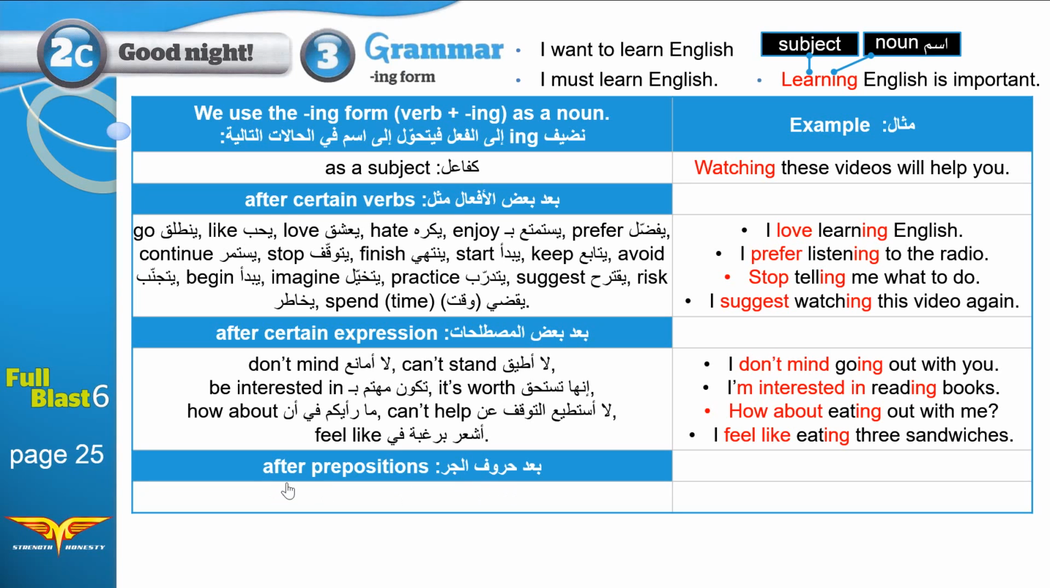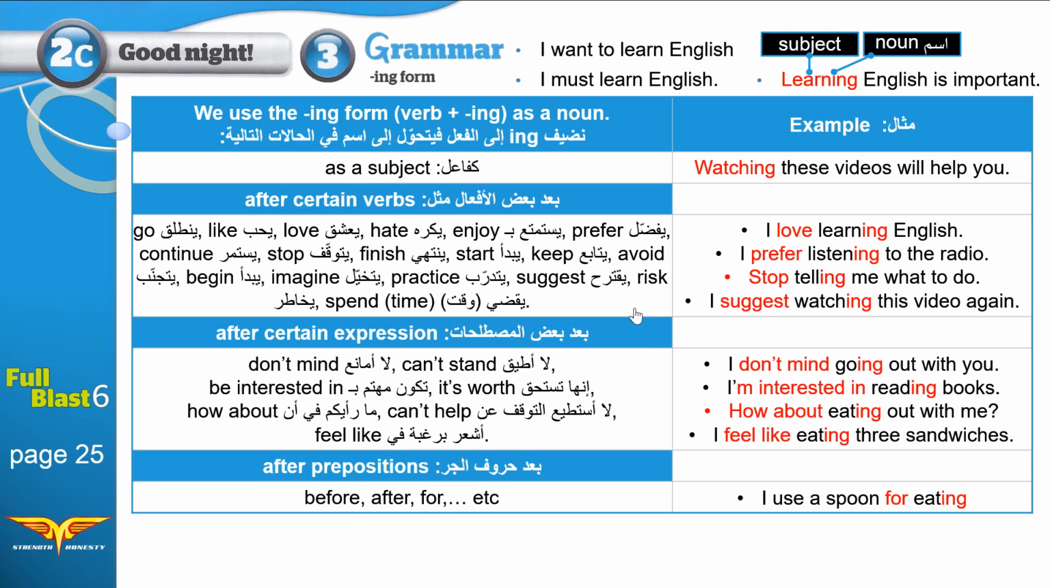Alright, after some prepositions like before, after, for, and many other prepositions. Like what? I want you to drink water before eating. I use a spoon for eating. I don't eat using my hands. I want you to drink some water after finishing your food. After finishing your food, drink some water. See, I added ing to the verb finish.